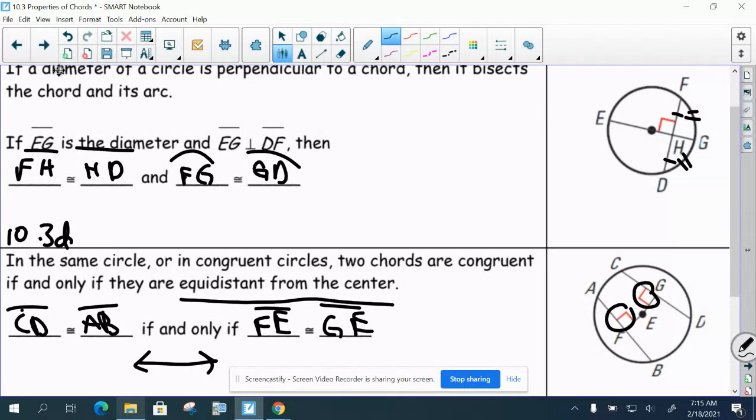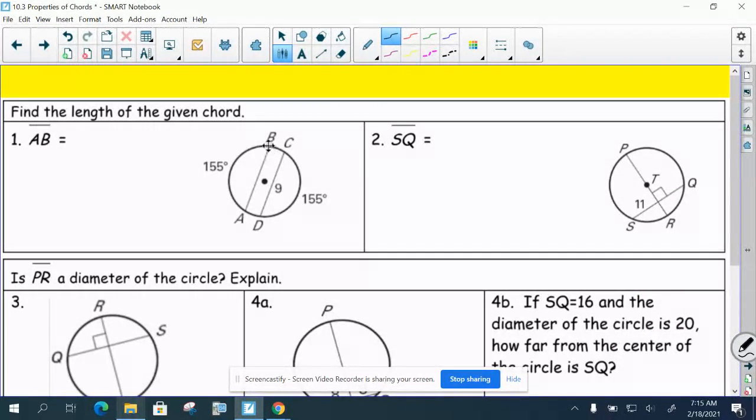Then the two chords are congruent. All right, so let's talk about some examples here. Find the length of the given chord. Here, if you look at your theorems, what theorem are we talking about? We're talking about 10.3a, b, c, or d. Here, this would be 10.3a, at least in example 1. That's saying that if the arcs are congruent, then the chords themselves are congruent. So if this is 9, then AB is 9.